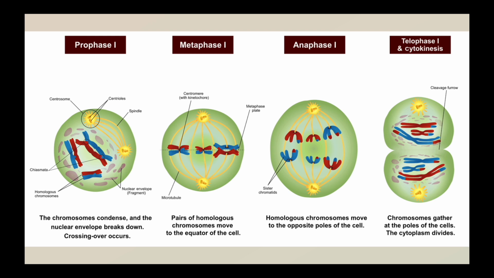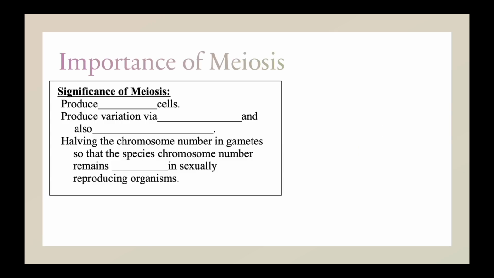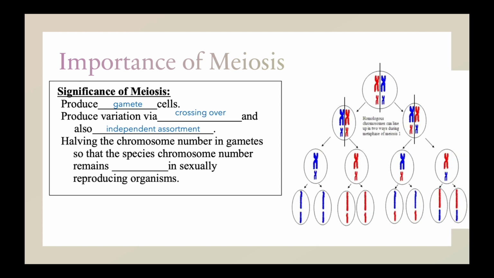These are the importance of meiosis. Meiosis is important in the production of gamete cells in sexually reproducing organisms. Meiosis will result in variation via crossing over and also independent assortment.